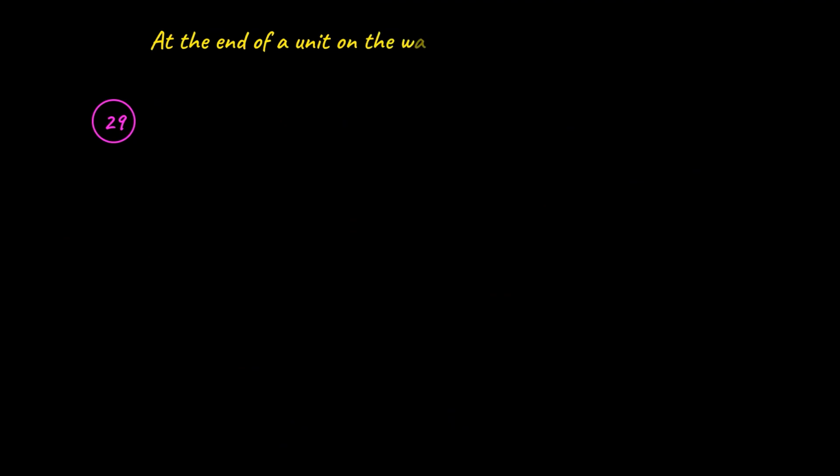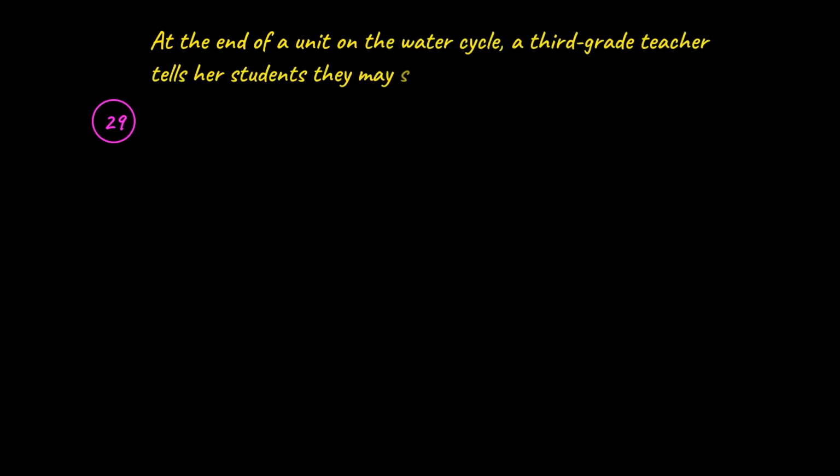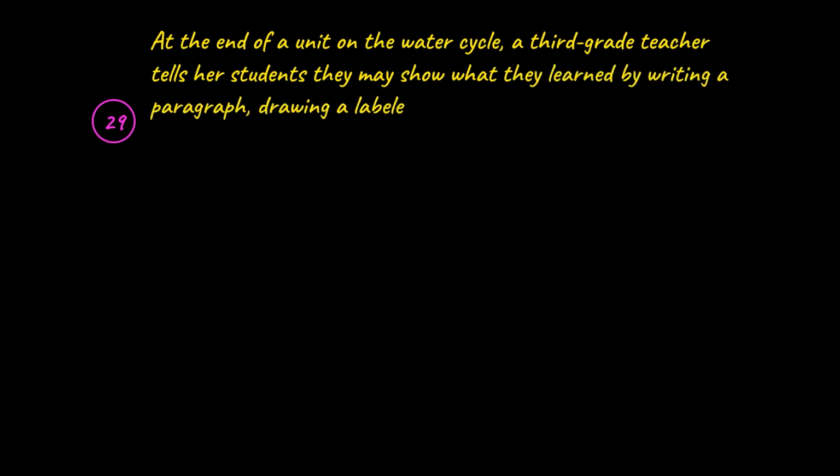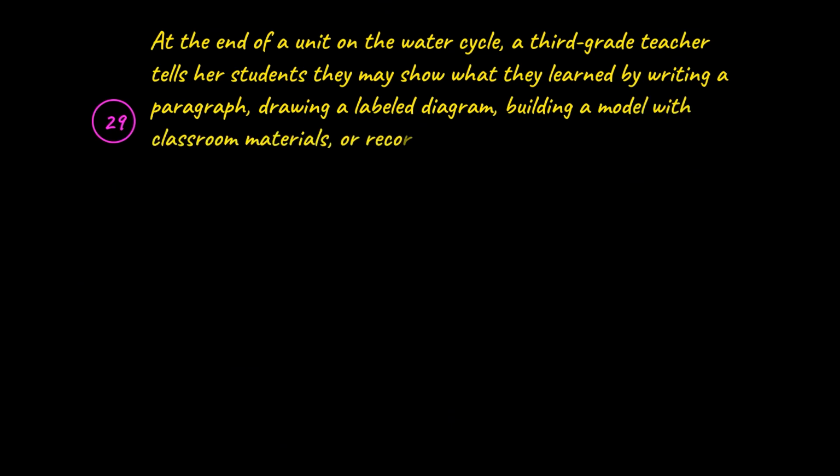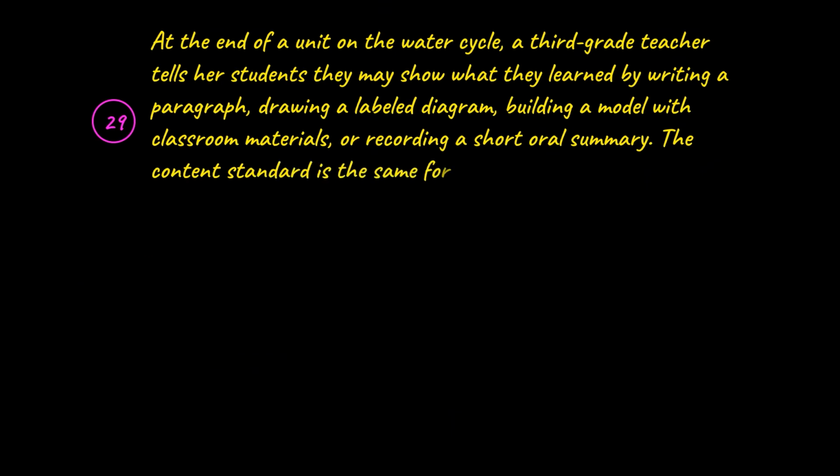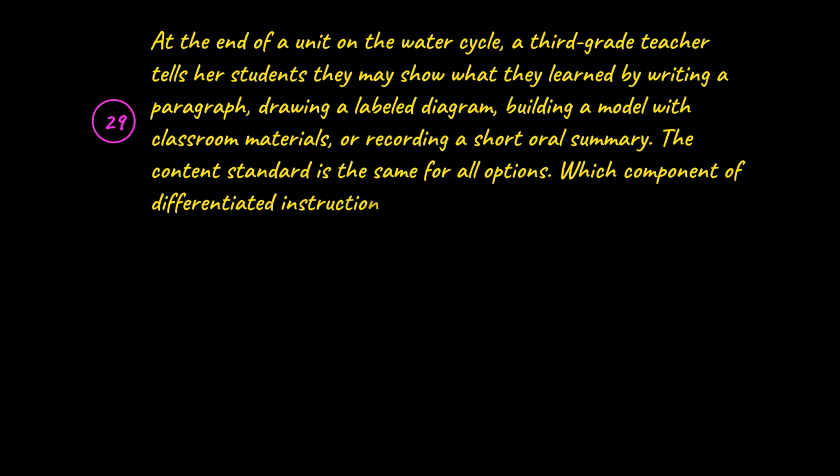Question 29. At the end of a unit on the water cycle, a 3rd grade teacher tells her students they may show what they learned by writing a paragraph, drawing a labeled diagram, building a model with classroom materials, or recording a short oral summary. The content standard is the same for all options. Which component of differentiated instruction is the teacher adjusting?